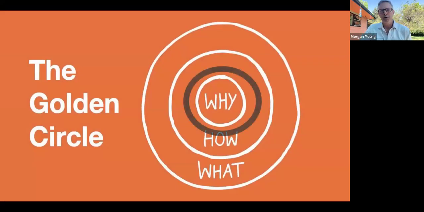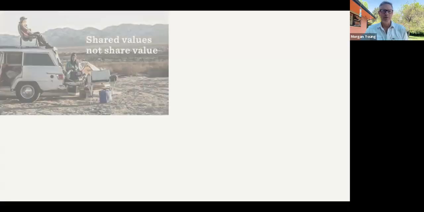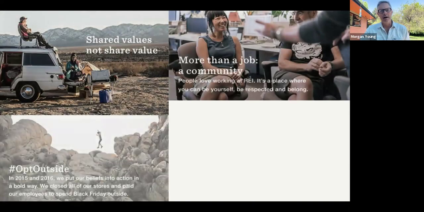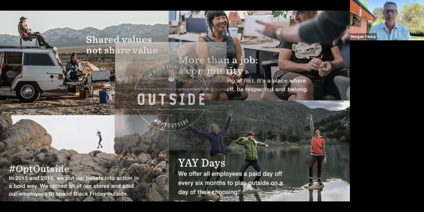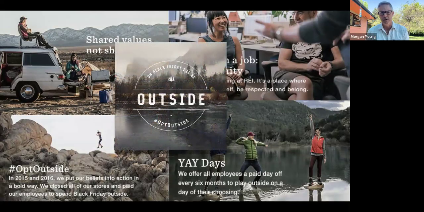So again, the golden circle is people buy why you do, not what you do. And I'll give you a few examples of that. This here is REI. I think REI is a brand that is loved. They talk about things like shared values, not share value.